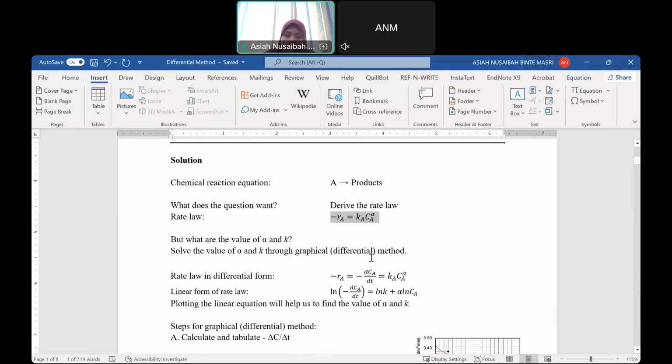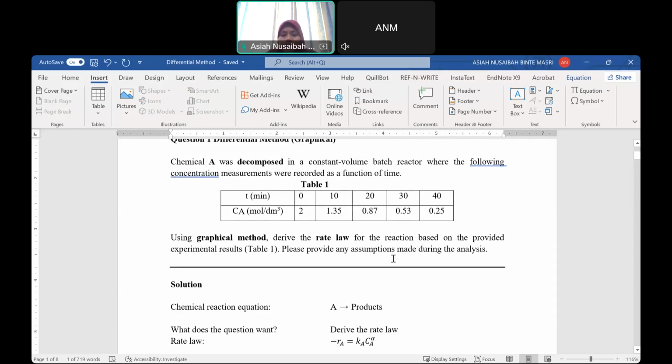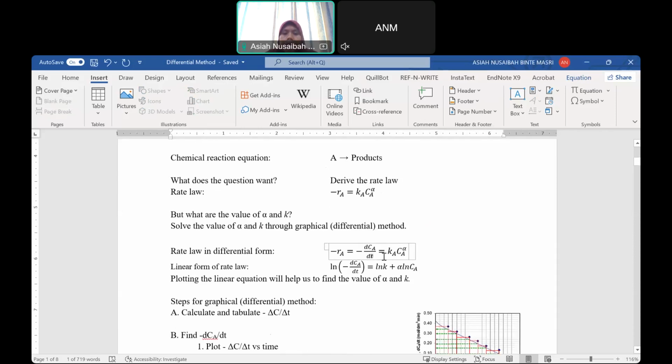And if we include the differential form, it becomes minus dC_A over dt equals to k_A C_A^alpha. So we have a relationship between concentration and time, which was given in table 1. Okay. So in order for us to solve this, we have to change this rate equation into linear form to find the value of the constants, which is k and also alpha.